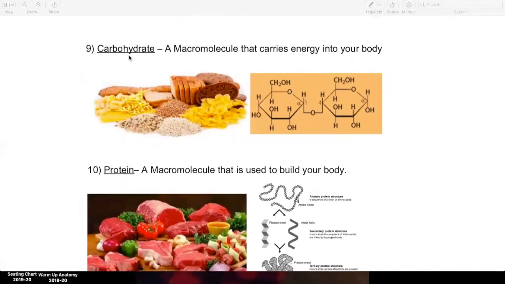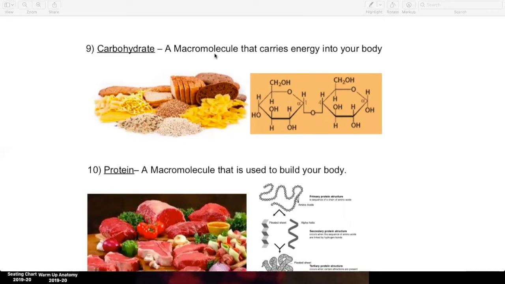Carbohydrate is a macromolecule that carries energy into your body. You probably heard of carbs, right? If you're ever on any kind of diet plan, the main thing is to cut out high carb foods like bread or potato chips or pasta, right? These have a tremendous amount of energy.